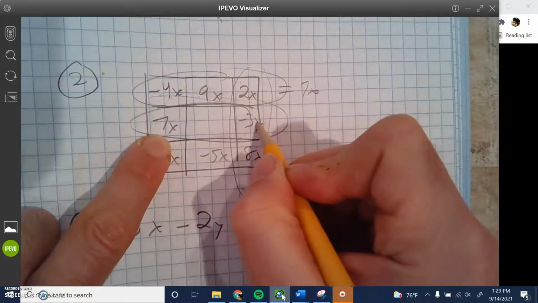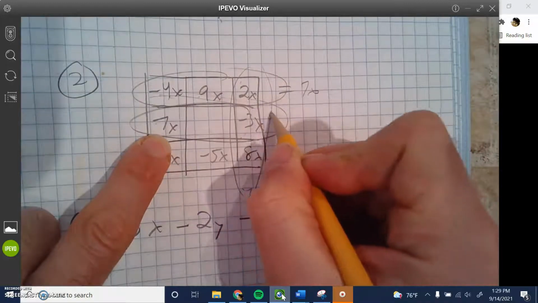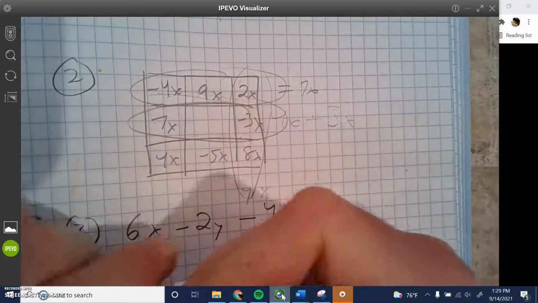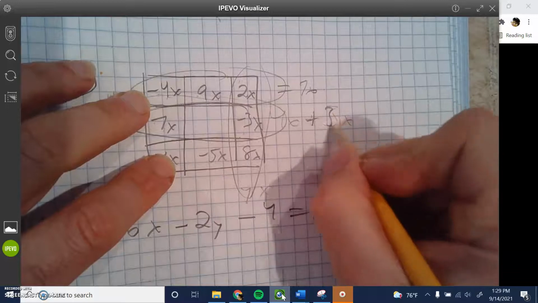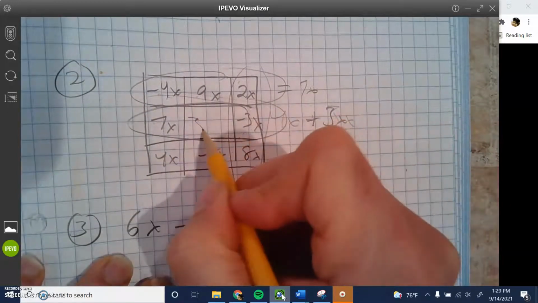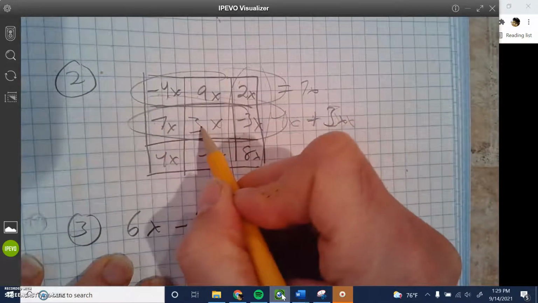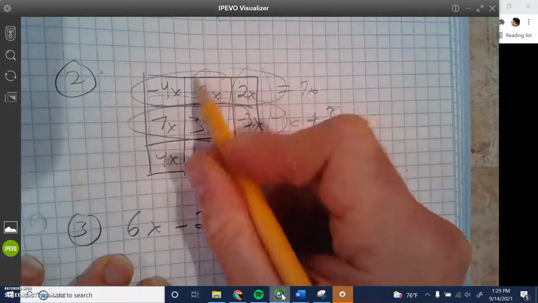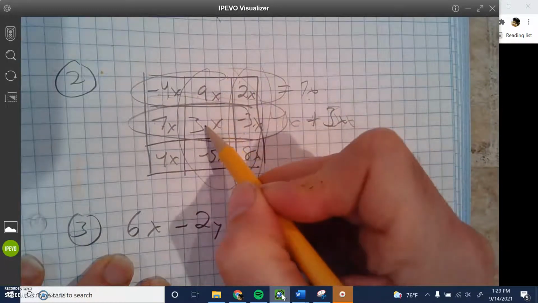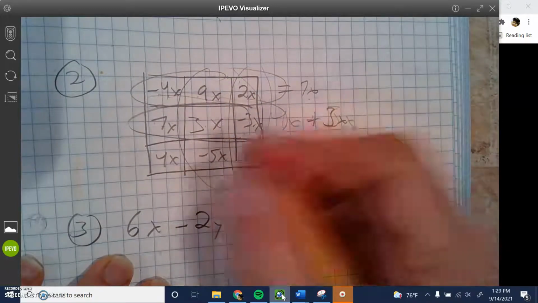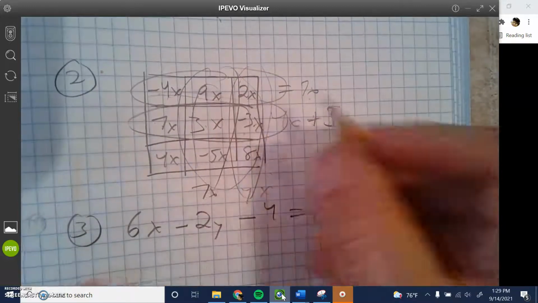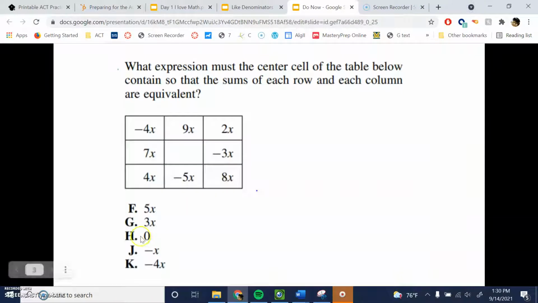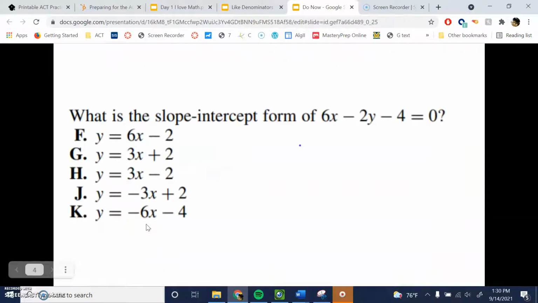7x minus 3x is 4x. Now I've got to get to 7x, so I need to add 3x. So this would be 3x, because 7x plus 3x is 10x, minus 3x is 7x. Same thing here, it should work. 9 plus 3 is 12, minus 5 is also 7. So if you add all these up, it equals 7. So 3x is in the middle. Cool. Hope you got that. The answer is G. Next one.